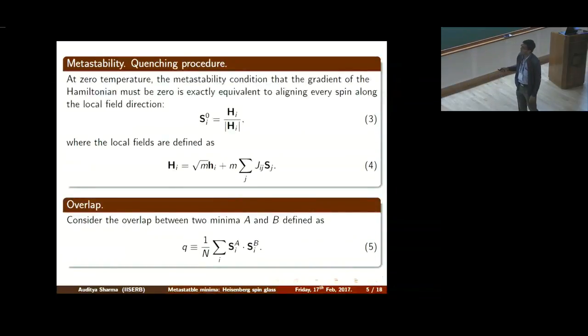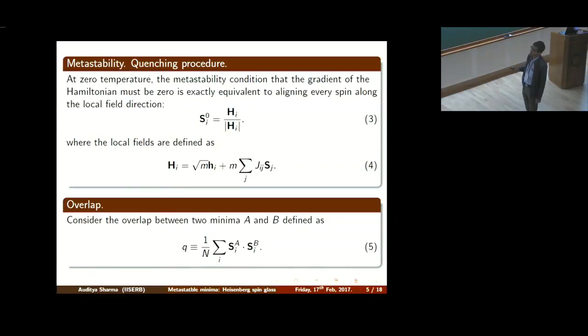Okay, so the protocol that we adopt to reach these metastable states is the following. We are at zero temperature, so it's purely energetics. You go to one spin and calculate the local field at that point, and then you simply align the spin to the local field. Then you go to the next spin, align it to the local field, and keep doing it for all the spins in your lattice, and that constitutes one sweep. Then you go back and repeat the whole procedure, many sweeps, and eventually your system will settle down to some metastable state, right?